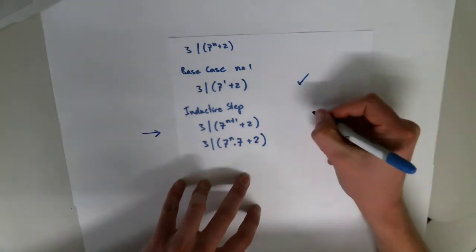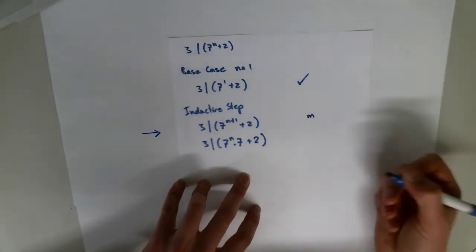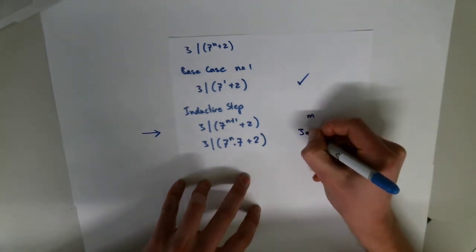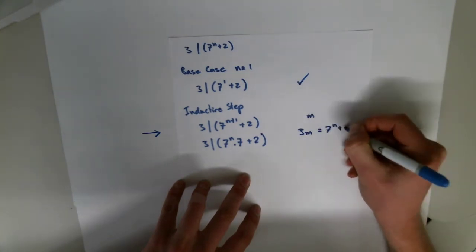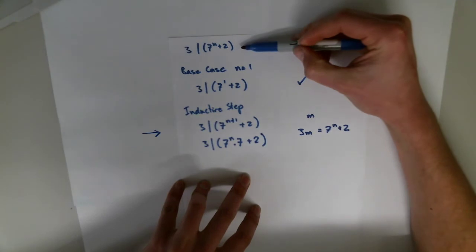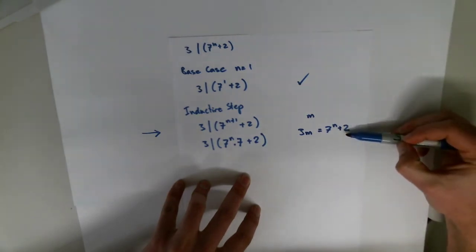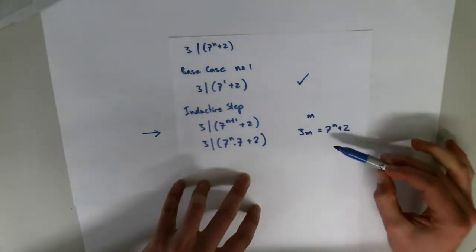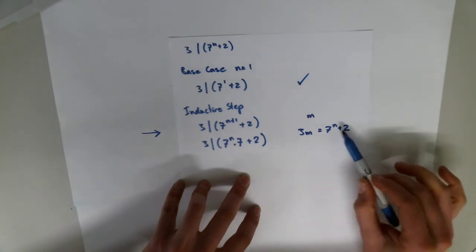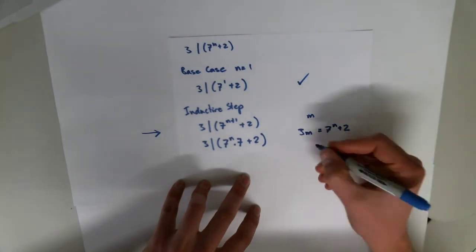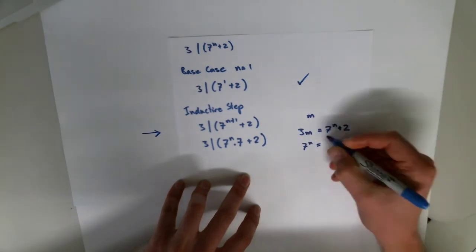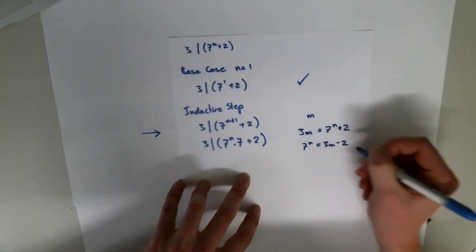What we can do, though, is realize that another way of saying that we assume this is true is saying that for some integer m, we can write that 3 times m is equal to 7 to the power of n plus 2. If this is true, then this must also be true. And n can be any integer, right? We can rearrange this now to solve for 7^n. Doing that, we're going to get 3m minus 2.